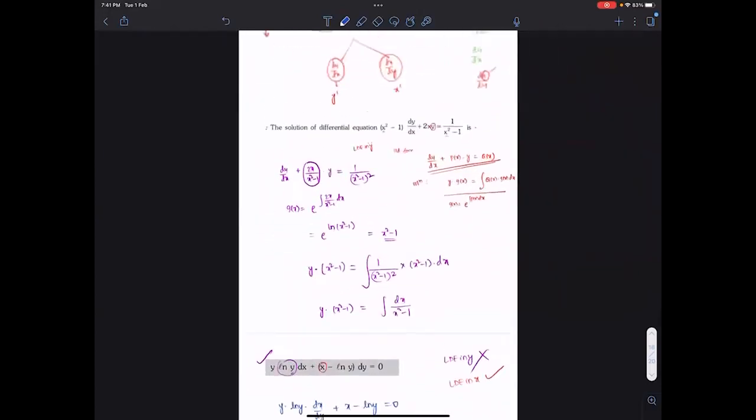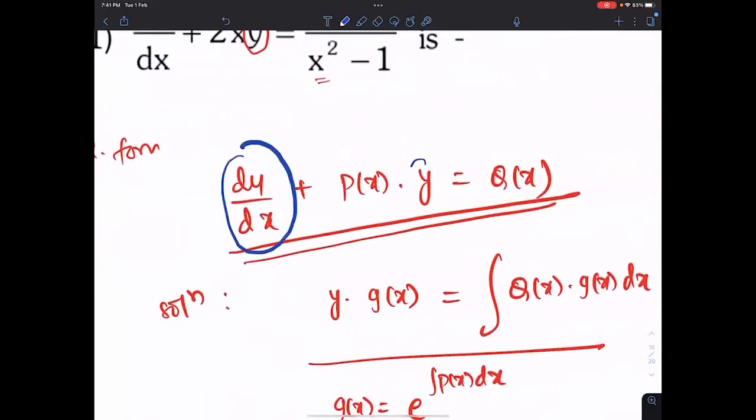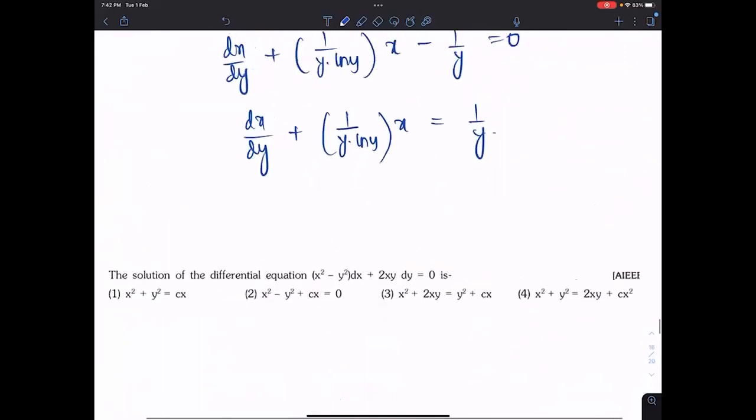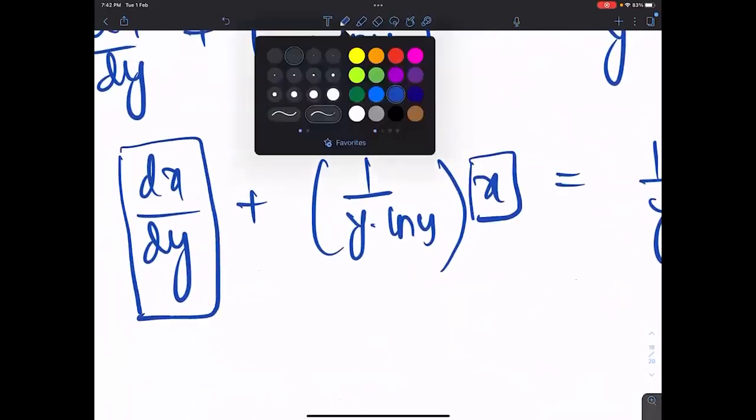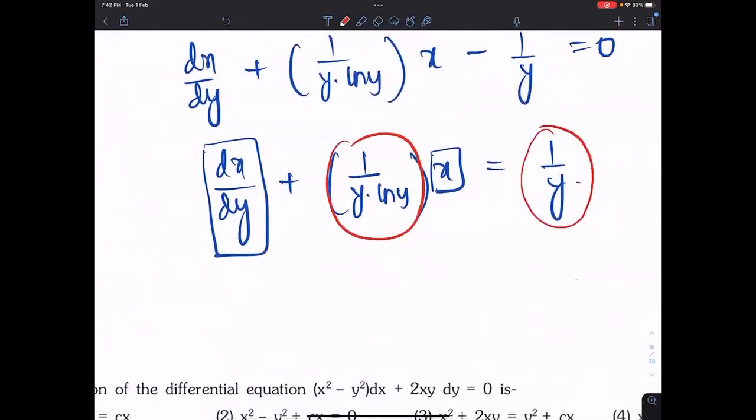Previously, in this form, whenever dy/dx is there, y will be there, and the remaining two functions will be in terms of x. Now if you write dx/dy, it should be reverse, ulta. With dx/dy, x will be there, and the remaining two, whichever are there, should be functions of y. Yes, they are like that.